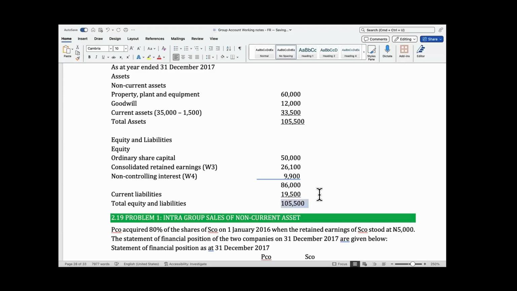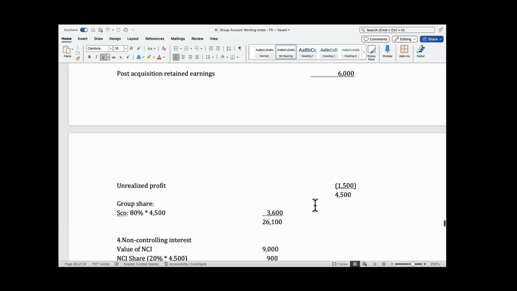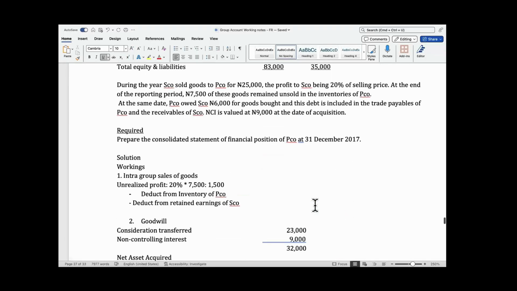Okay. So this is different. This is the same as the previous one. The only thing we are just learning here is this: the unrealized profit is to the extent of the unsold goods.